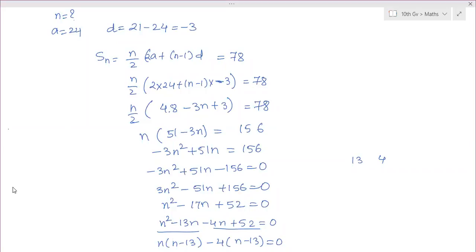When is this possible? Ma'am, when they're in AP. Yeah, they are in AP. That's the reason we have solved, no? Otherwise, we cannot use this formula if the terms are not in AP.